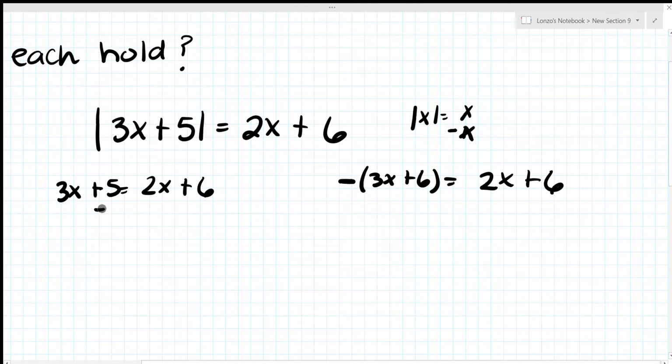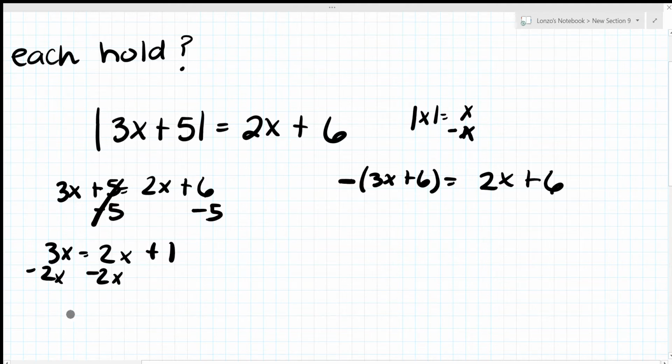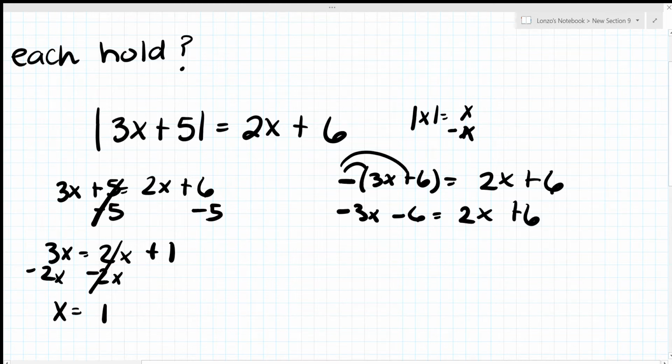So I'm going to subtract 5 from both sides. So you get 3x equals 2x plus, 6 minus 5 is positive 1. Subtract that 2x, so you're going to subtract 2x from both sides. You get x equals, this cancels, 1. Over here, let's distribute this negative. So this is going to be negative 3x, negative 6 equals 2x plus 6.